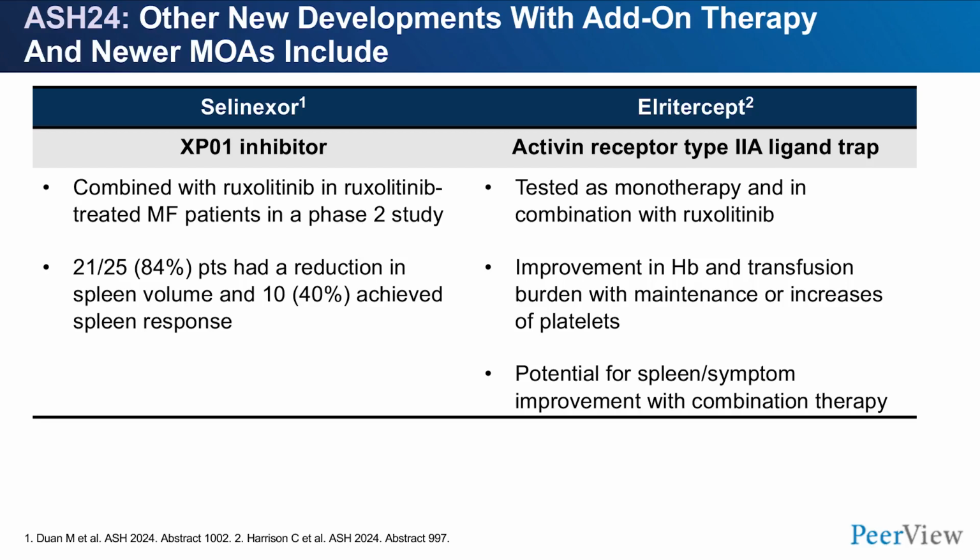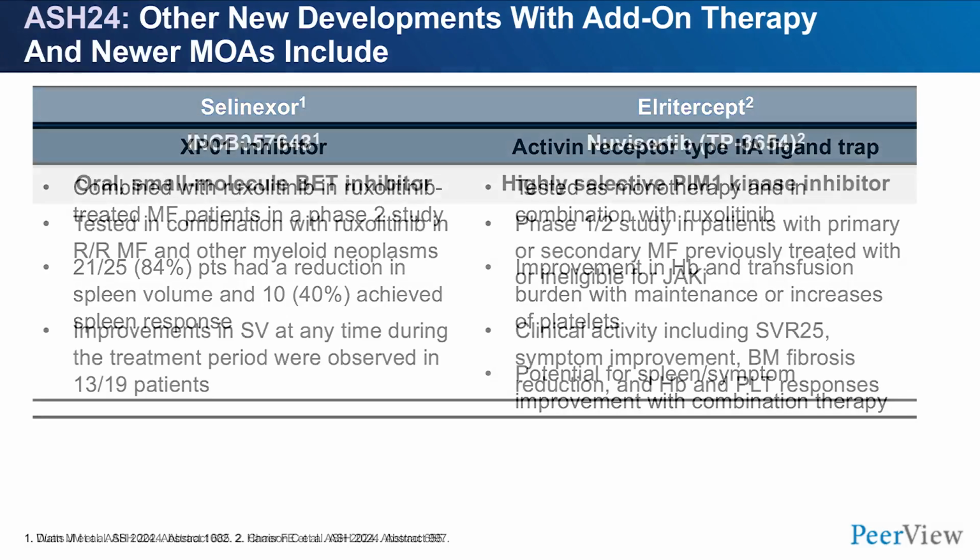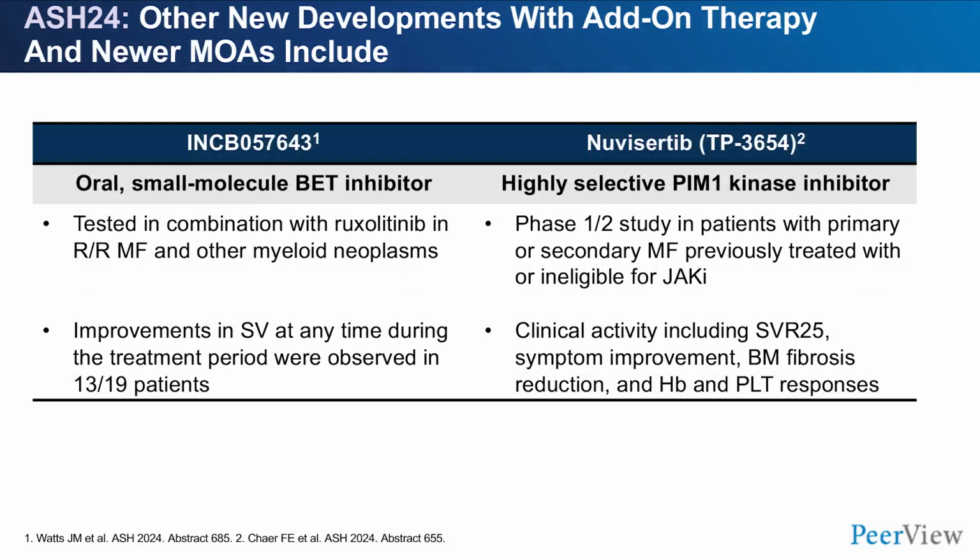So kind of similar to luspatercept, but maybe slightly more potent. There is also potential for spleen and symptom improvement. And then we're moving on to newer classes of BET inhibitors. These have been tested in combination with Rux in relapsed refractory myelofibrosis and other myeloid neoplasms as well, with some suggestion that there are improvements in spleen volume and also some symptom improvement in 13 of 19 patients.